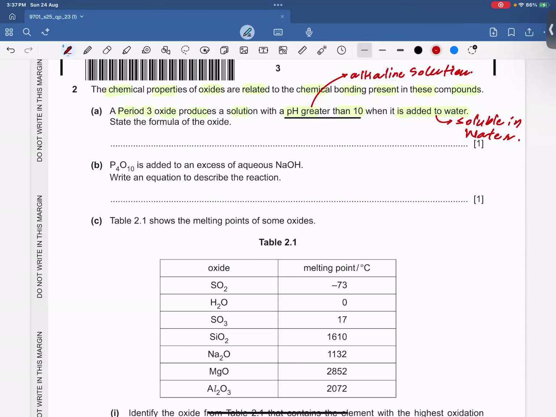Okay. State the formula of the oxide. So the period 3 basic oxide which gives an alkaline solution when dissolved in water is going to be sodium oxide. The examiner is looking for the formula, so we cannot write the name. So the formula is Na2O. Okay.